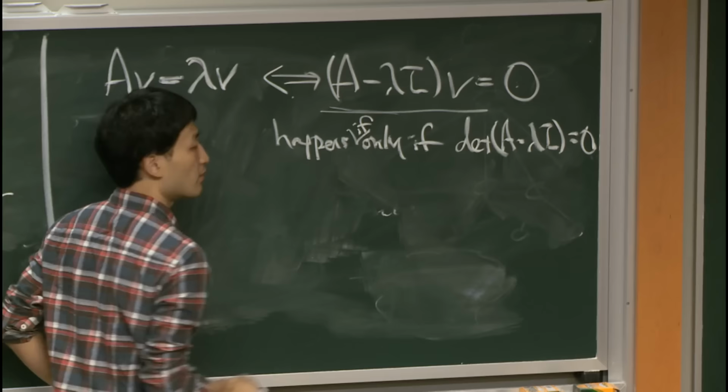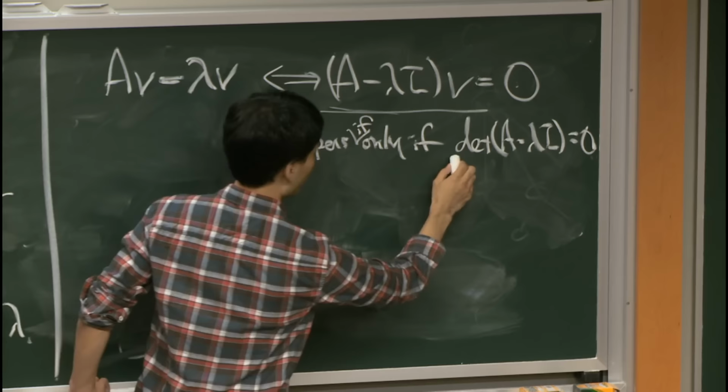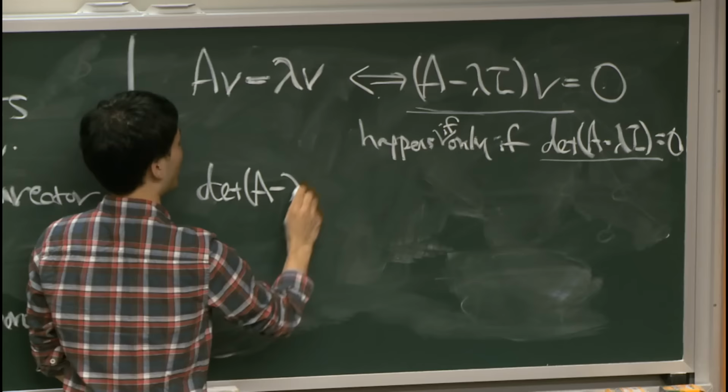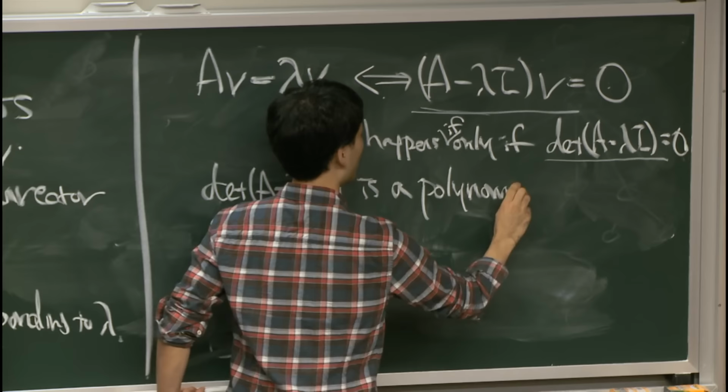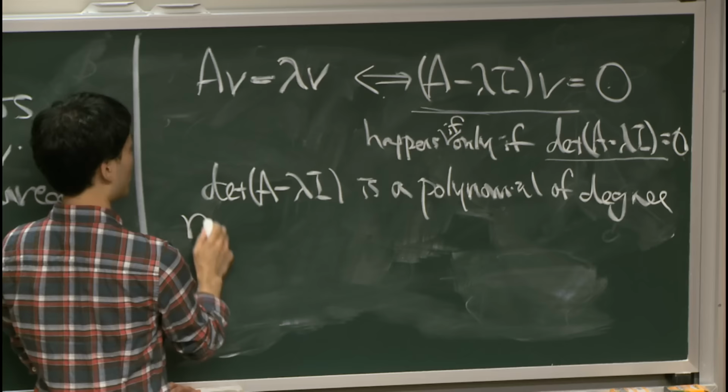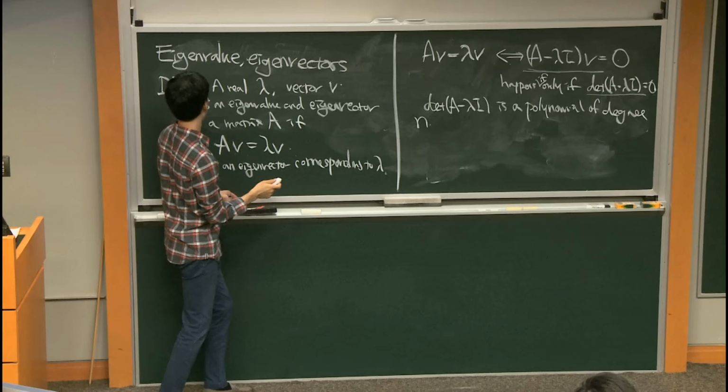So now comes a very interesting observation. The determinant of A minus lambda I is a polynomial of degree n. Okay, I made a mistake. I should have said this is only for n by n matrices.